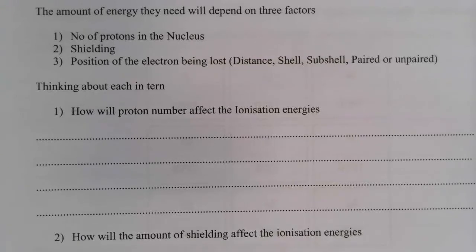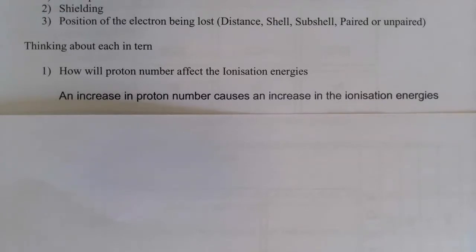First of all, how the proton number affects the ionization energies. This first one is quite straightforward because the proton number gives you the number of protons in the nucleus with the positive charge, and they're attracting the electrons. So an increase in proton number causes an increase in the ionization energies. The more protons you have in the nucleus, the harder it is to remove that outer shell electron.